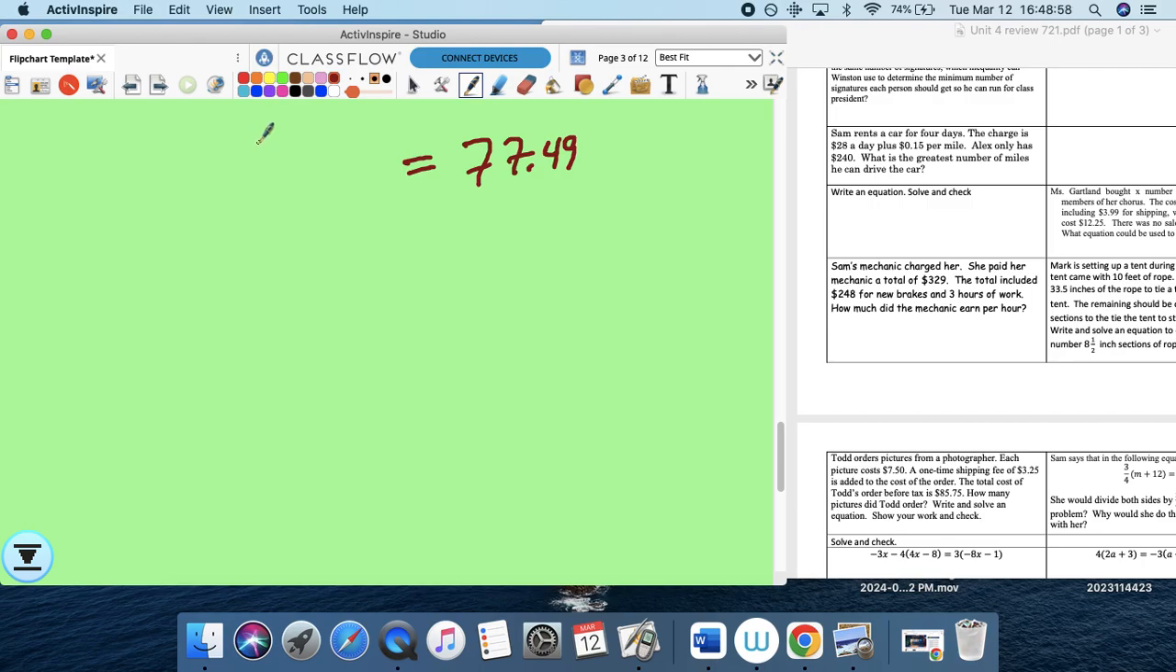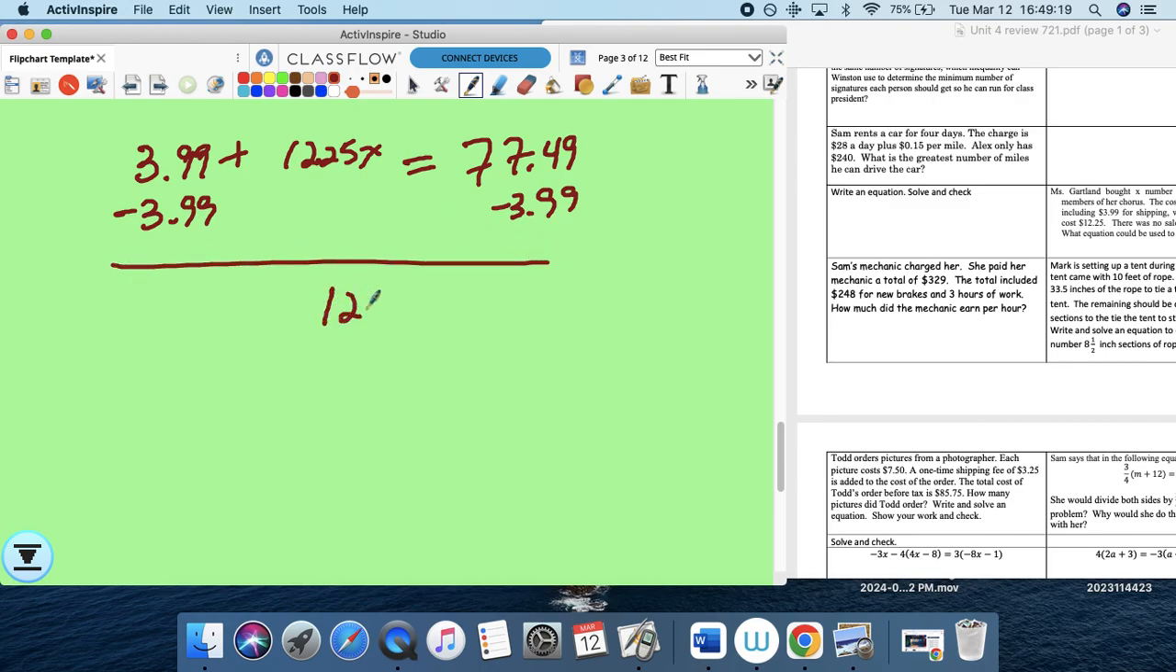Maybe this should have been an inequality, but let's just see what we have. So it's $3.99 for the shipping plus 12.25 per shirt. So equals that. Now, minus 3.99, minus 3.99. The answer should have been a whole number, by the way. So 77.49 minus 3.99, that's going to give us $73.50. We're going to divide that by 12.25, and I hope that gives us a whole number.